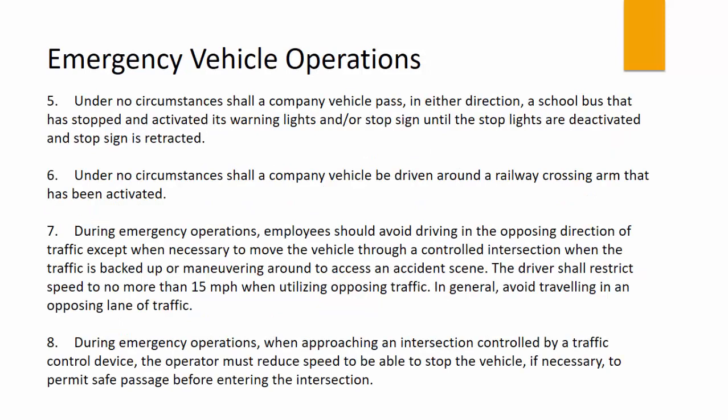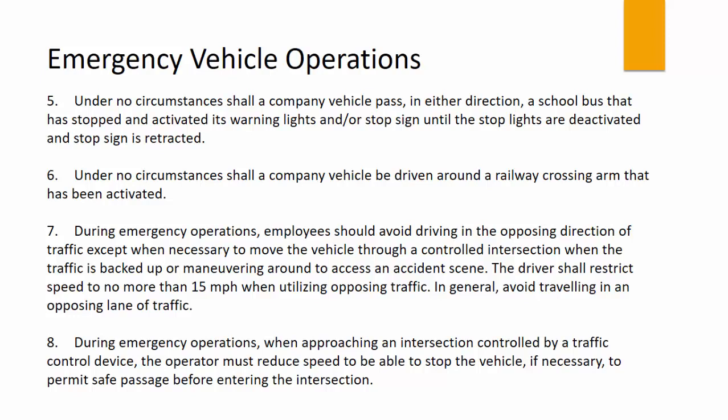Under no circumstances shall a company vehicle pass in either direction a school bus that has stopped and activated its warning lights and/or stop sign until the stop lights are deactivated and the stop sign is retracted, regardless of verbal or visual cues given by the bus driver. Under no circumstances shall a company vehicle be driven around a railway crossing arm that has been activated.